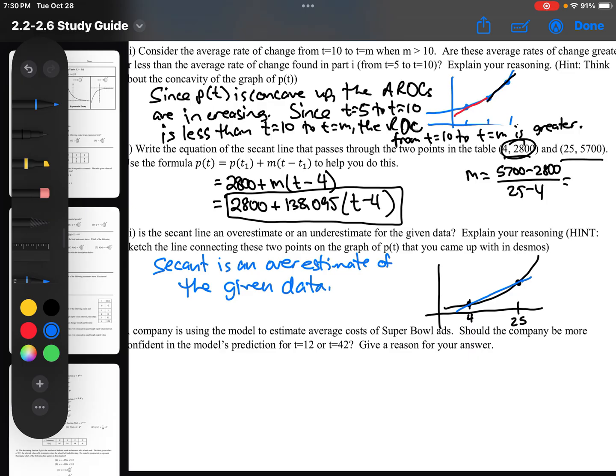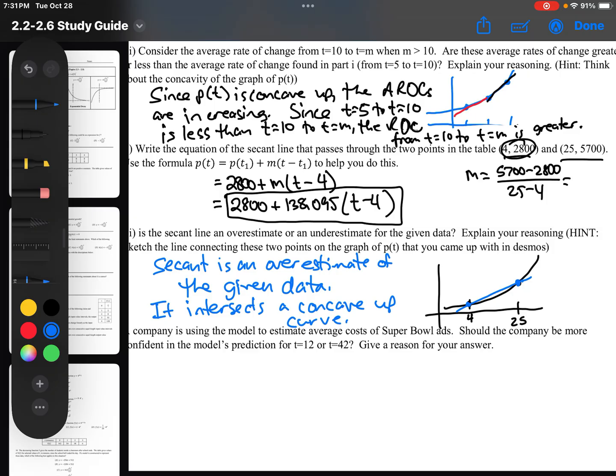And the reason for that is because your secant line is intersecting a concave up curve. What that means is the average rates of change on the curve are increasing. So that's why initially in this interval, the line that we drew is an overestimate. But as we move further along the curve, the average rates of change on the curve are increasing.